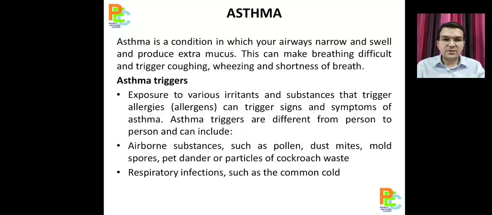These can be the reasons for that. First is irritants, or substances, or some microbes in the air which can trigger an allergy.